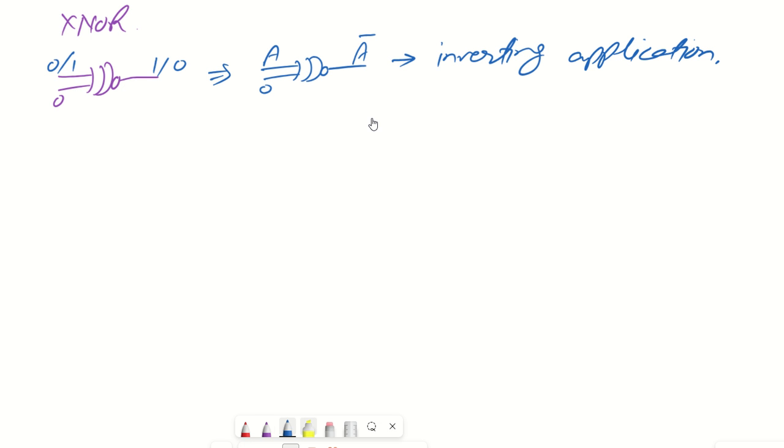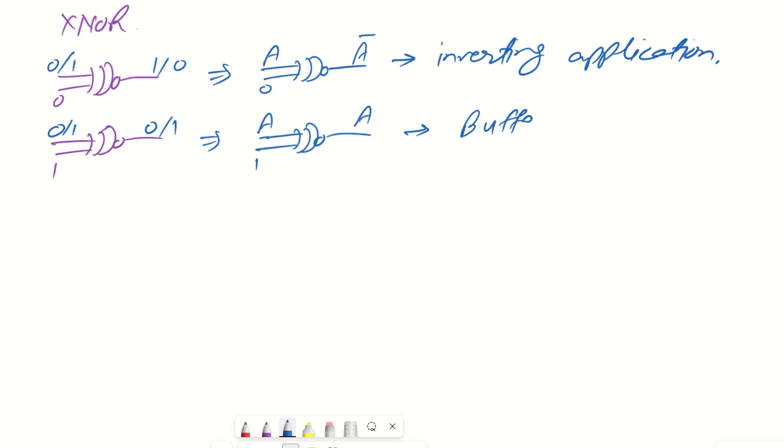Understood? Now in the same way we can take up one more case. Let us say we tie the input to 1. Now we will observe what output happens when the other input changes. If it is 0, my output will be 0. If it is 1, my output will be 1. So it is nothing but your buffer application. So if one input is 1 and the other input is A, the output will also be A. So this is nothing but your buffer application.